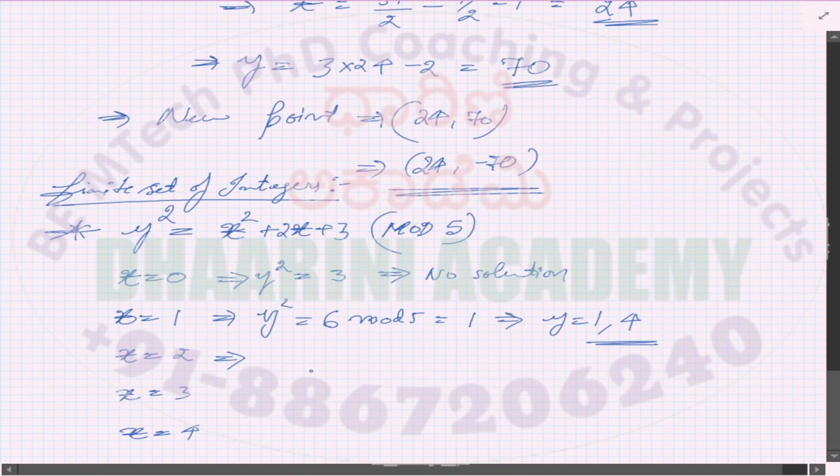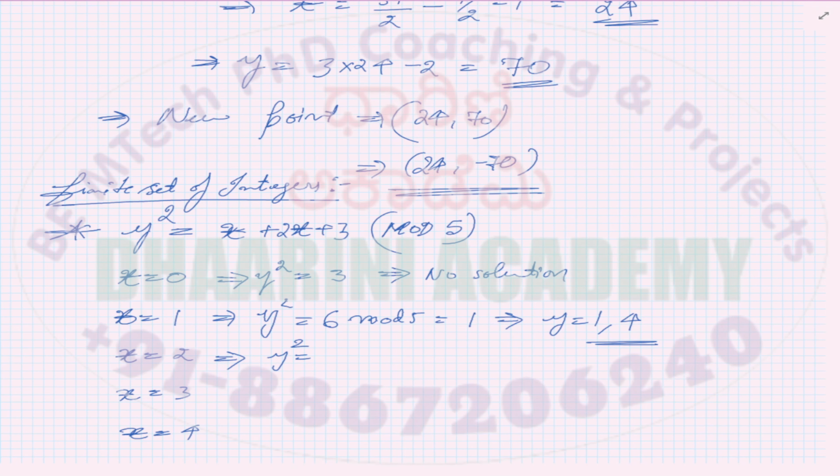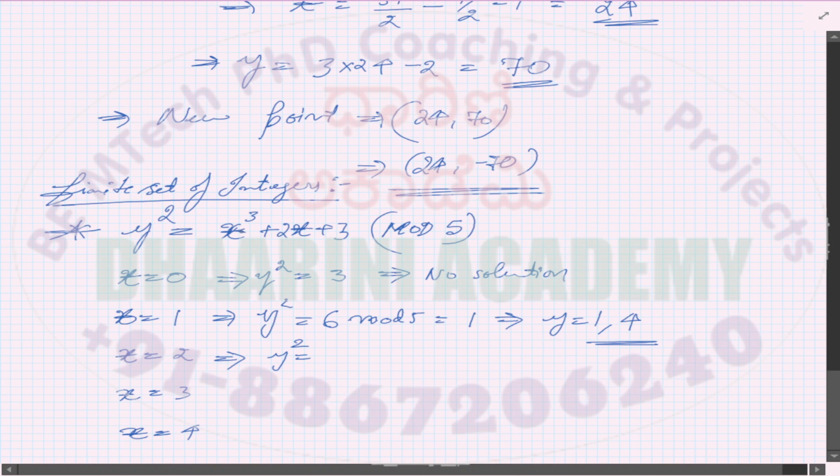Let's put x equal to 2. What is y square? 2 square plus 2 into... Okay, sorry, I made a mistake. Please excuse me. This is x cube, because it's a cubic curve. My mistake. So now let's calculate that: 2 into 2 into 2 plus 4 plus 3. I think that is 15, correct?